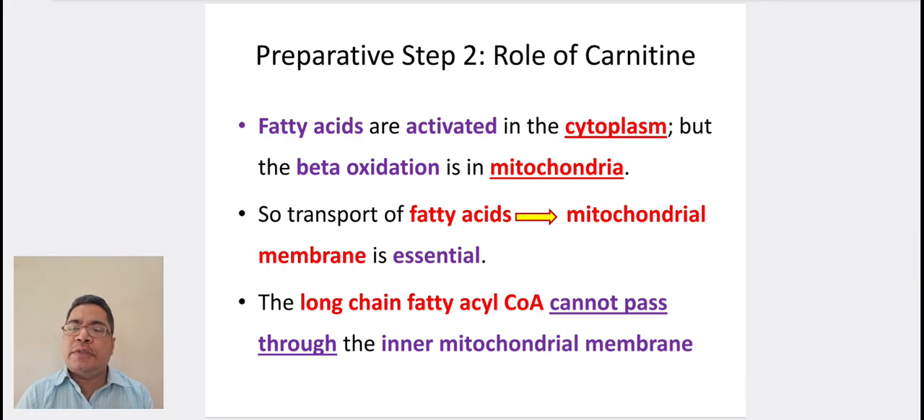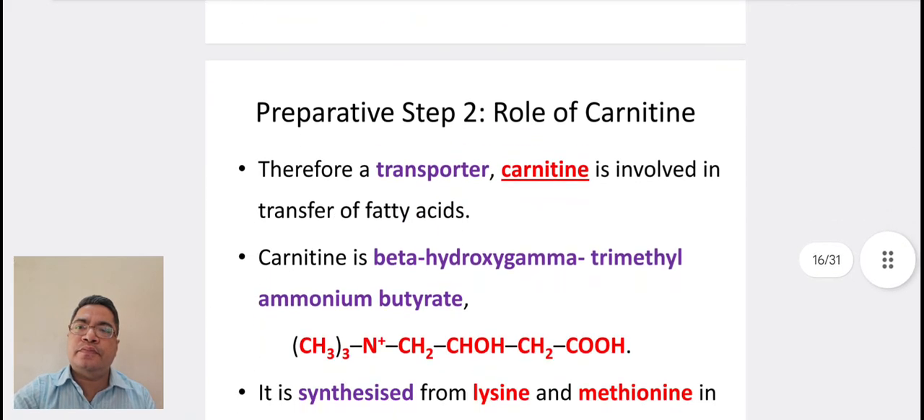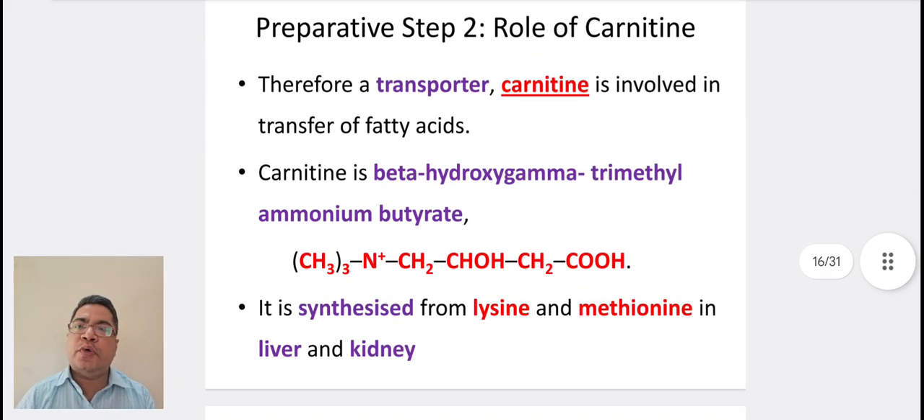Coming to preparative step 2, role of carnitine. Fatty acids are activated in the cytoplasm, but the beta oxidation is in mitochondria. So the transfer of fatty acids through the mitochondrial membrane is essential. The long chain fatty acyl CoA cannot pass through the inner mitochondrial membrane. Therefore, a transporter, carnitine, is involved in transfer of fatty acids.